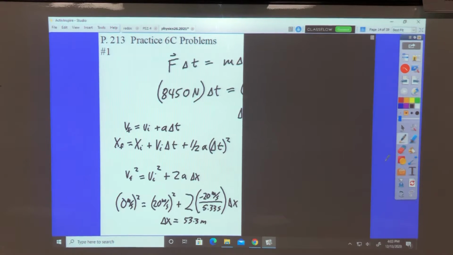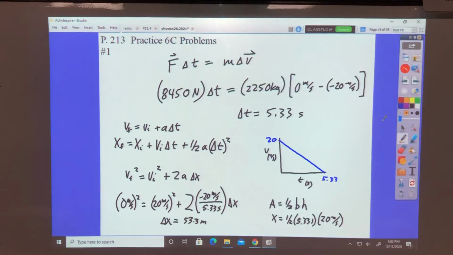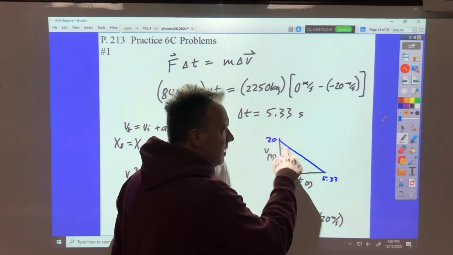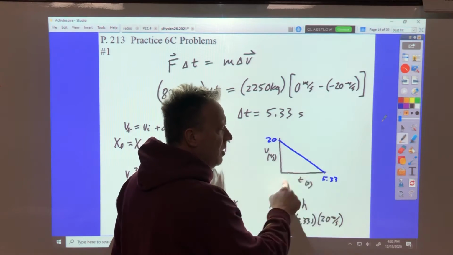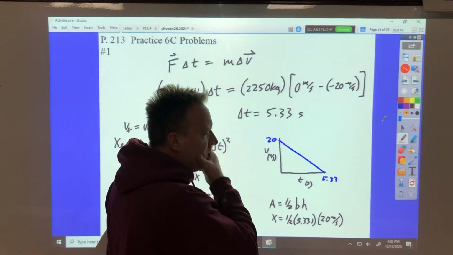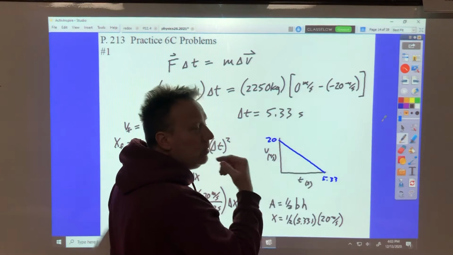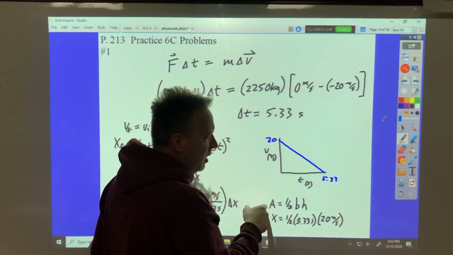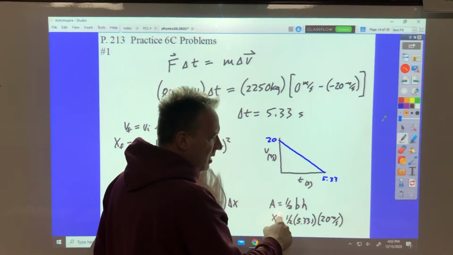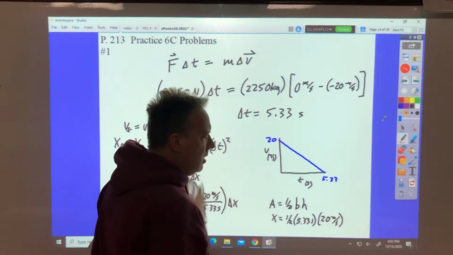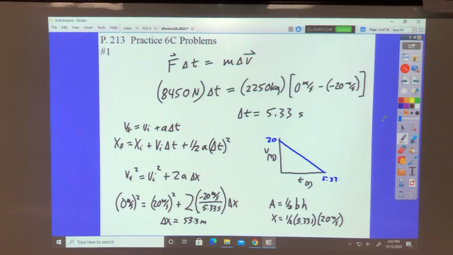The way I would prefer to do it, rather than slog around with those, is just make a little velocity-time graph. Acceleration is constant, it's a straight line, it's decelerating, it starts at 20, goes to 0, takes 5.33 seconds. Y equals mx plus b isn't going to help you here because you already have b and x and y and m. Well, it's the only thing you don't have. Use area, which is distance, is 1/2 base times height, so you have 1/2 the base is 5.33, height is 20, and you've got it. You're done. Comes out to be 53.3 again.